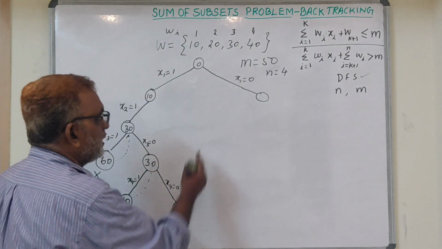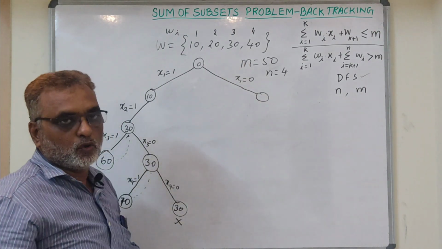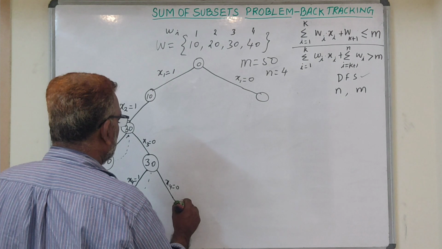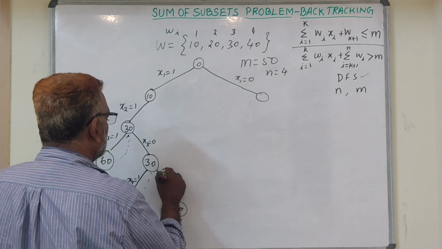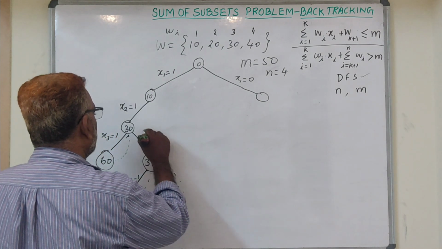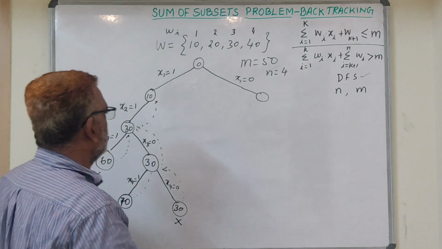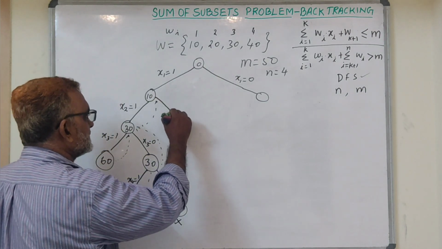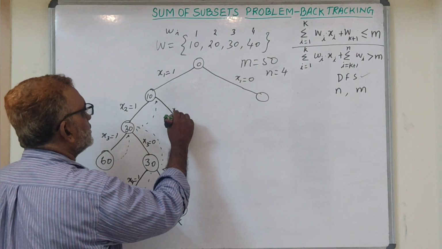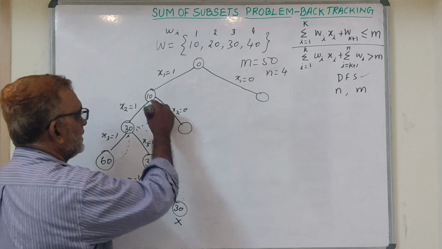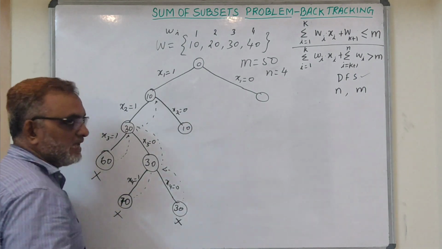Again, it is not equal to our goal state, that is 50, so terminate the graph. Now what you have to do? You have to go back. That is backtracking. So now proceed with x2 equal to 0. Don't include the value of x2, so that means we'll get the value 10 as it is.